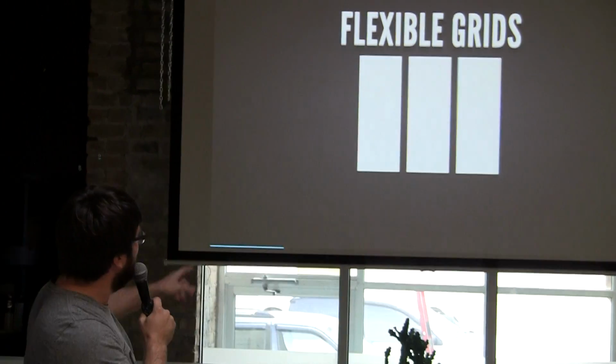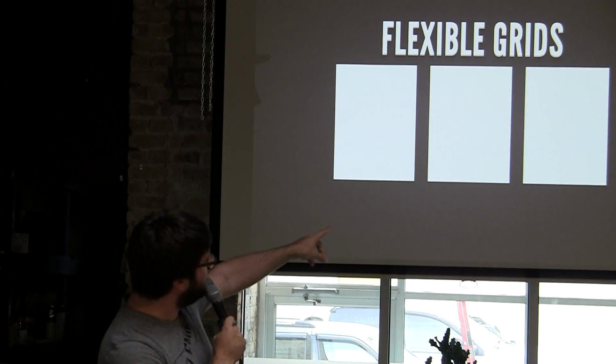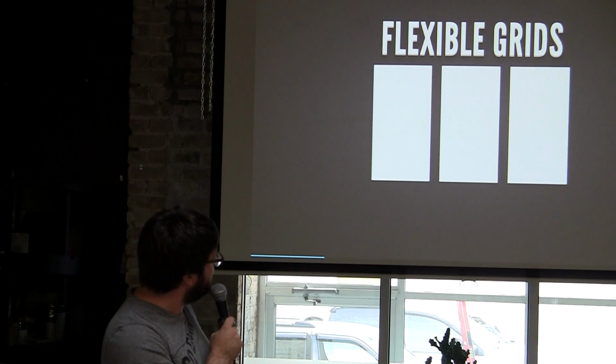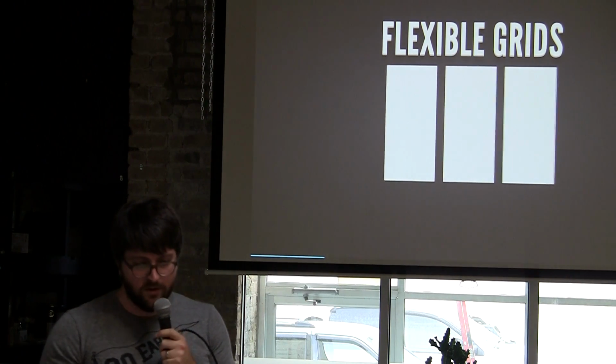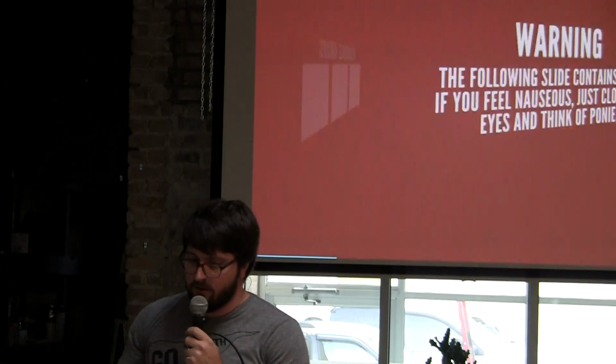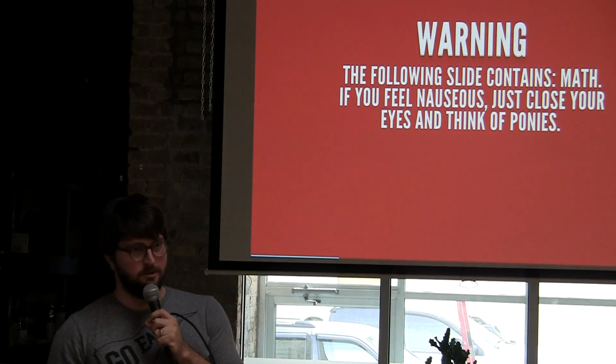Maybe you're going to have a column of text covering two of those, and then a really cool image in the last one, and then it's going to squeeze, and it works. It's kind of cool. So the next question is, how do I make a flexible grid?